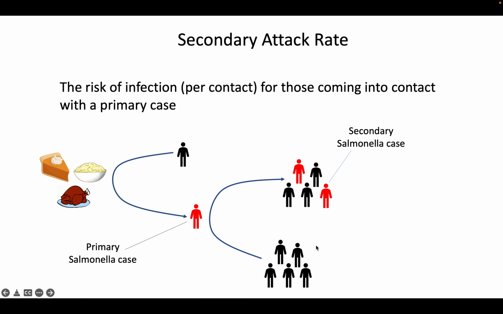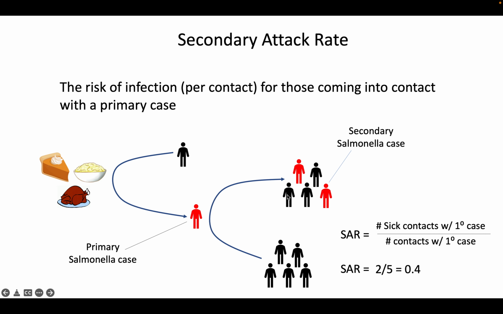So it's all these people that came in contact with this primary salmonella case, and we can figure out the secondary attack rate based on the number of people who got sick. Let's just say each of these people had one equivalent contact, one contact where they had a similar risk of developing the disease. So the number of sick who came into contact over the number who came into contact, so 2 over 5.